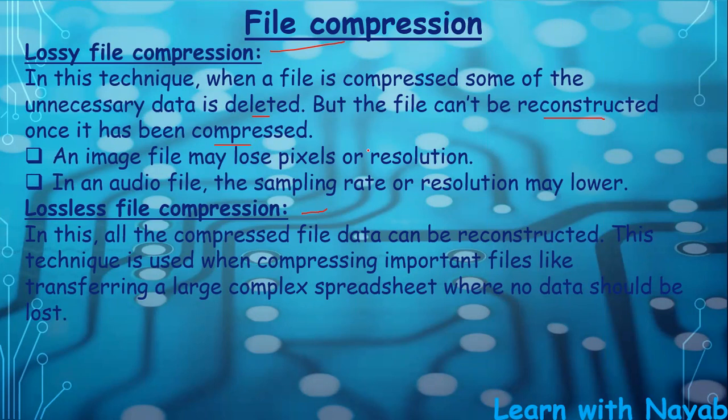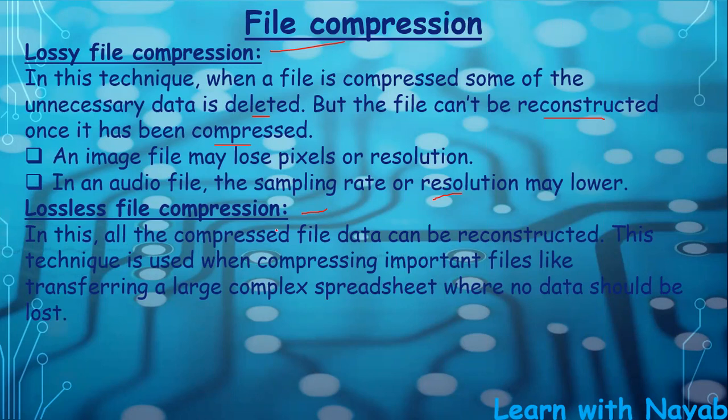What happens is that an image file may lose pixels of resolution. When we compress an image file, it may lose some pixels, which would definitely lower its resolution. In an audio file, the sampling rate or resolution may lower, which makes the sound less clear. The quality of both image and audio would be a little lower in lossy file compression.